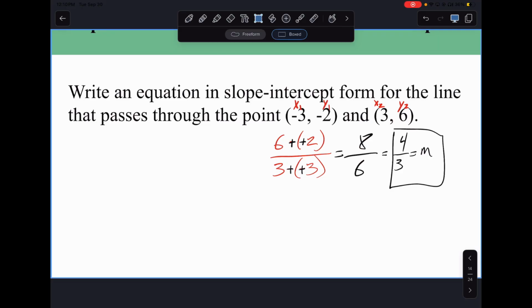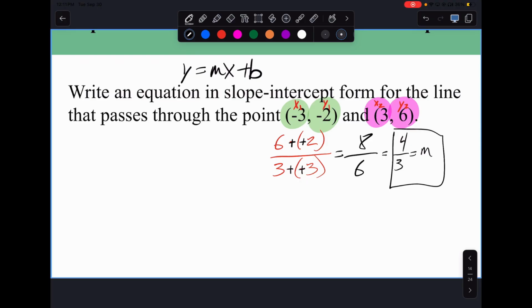Now I have to find the other part of my slope-intercept form. What's the other part that we have to have? I've got my m. What's the other part of my equation? I've got a y, I've got an x. They're right up here in my ordered pair, right? There's my y, there's my x. Or I can use this one. There's my y, there's my x. So I've got a y, I've got an x, I've got an m. What don't I have yet? Y equals mx plus what? B. I don't have a b.